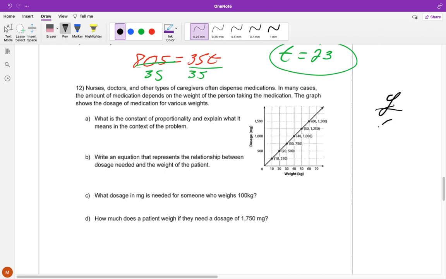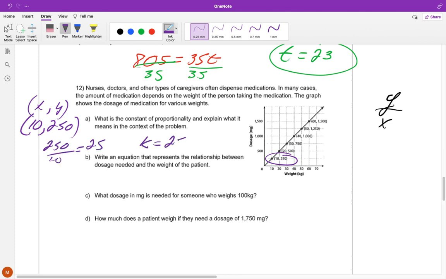So we know our constant of proportionality is y over x. We see it's proportional, so I'm just going to pick one of these points. And it's 10 and 250. This is my x, and this is my y. So 250 over 10 is equal to 25. So my k is 25. What it means in the context of our problem is that for every kilogram that a person weighs, we need to give them 25 milligrams of the dosage of the medicine.